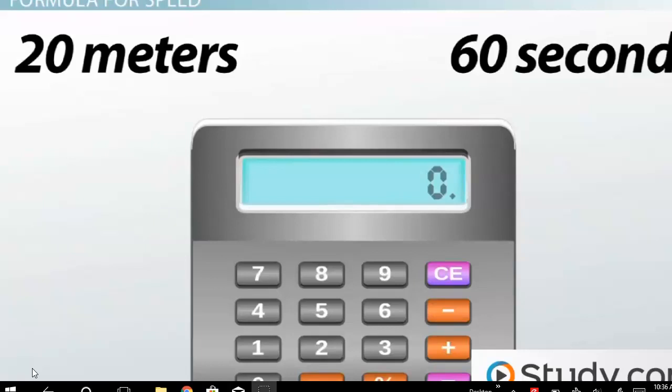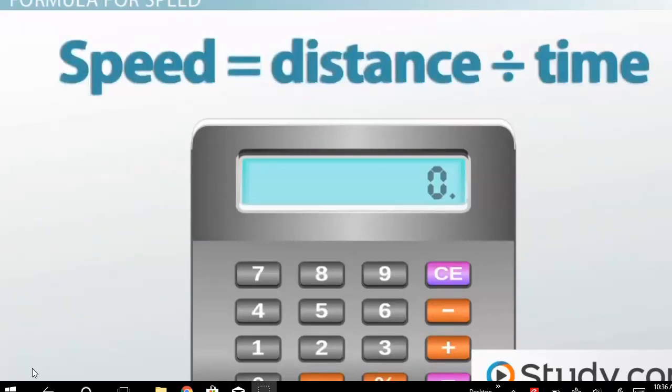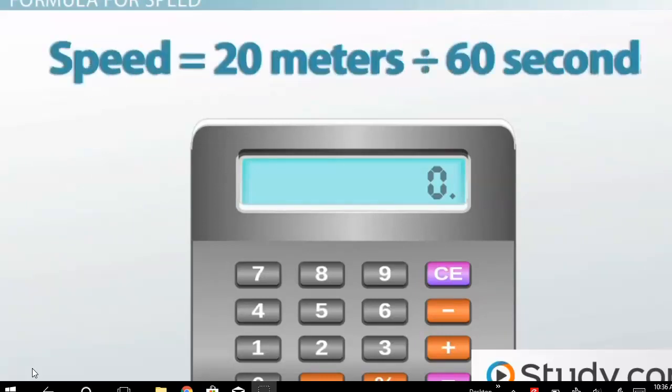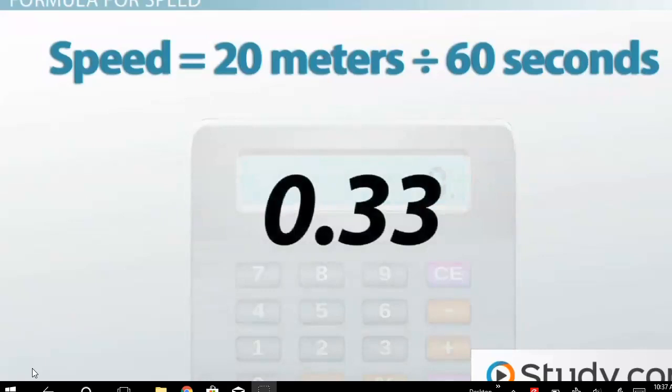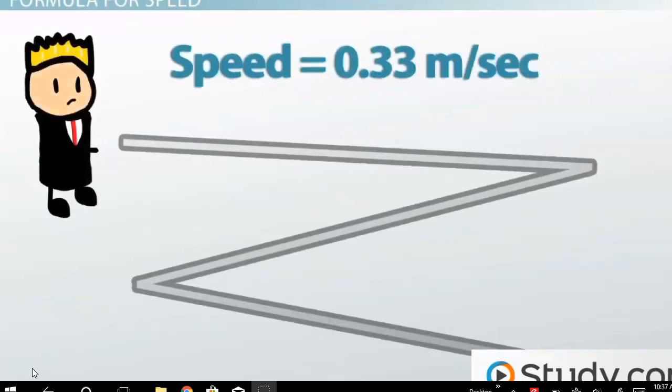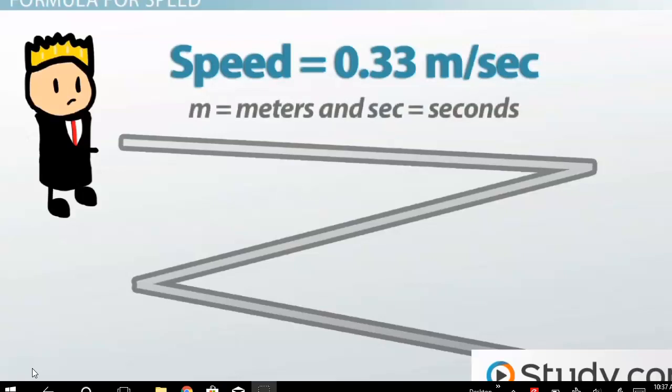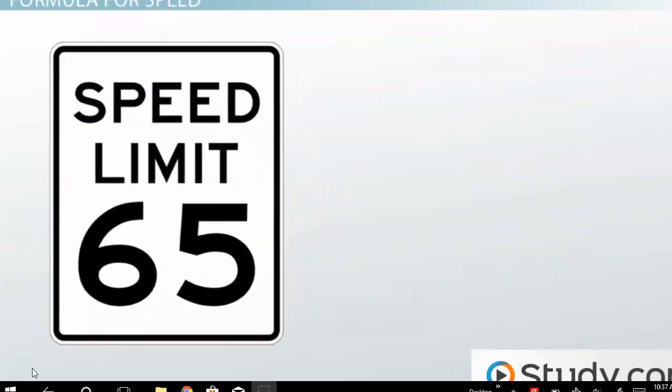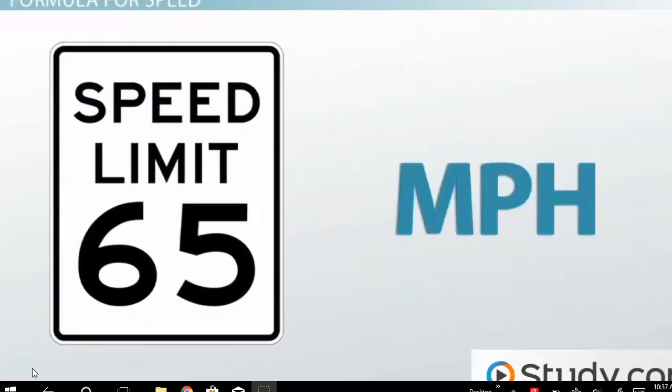Let's first recall the formula for speed. Speed equals distance divided by time. Now plug in the observed values. Speed equals 20 meters divided by 60 seconds. 20 divided by 60 equals 0.33. Therefore, the man is moving with a speed of 0.33 meters per second. This can be expressed as speed equals 0.33 m/sec, where m equals meters and sec equals seconds. You may be more familiar with speed expressed as miles per hour, or simply mph.